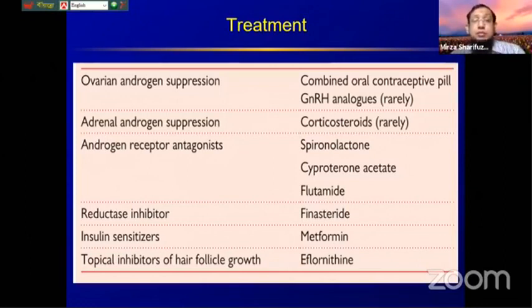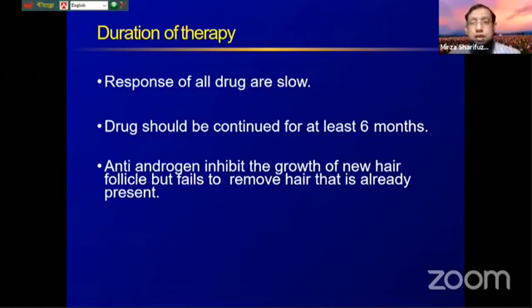But before giving this treatment, we have to counsel the patient that none of the drugs will remove your hair. So what will happen? It will prevent growth of new hair. And as I mentioned earlier, in the hair cycle, our old hair falls within 6 months to 1 year. So the old hair will fall and new hair will not grow. So we have to wait at least 6 months for pharmacological treatment to be effective.